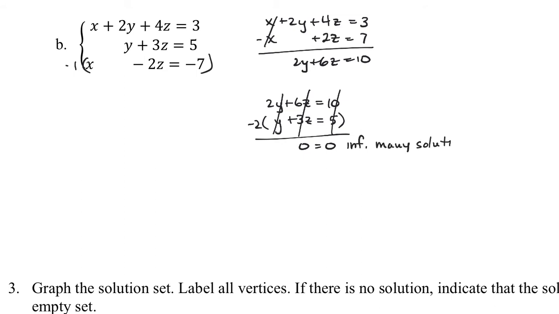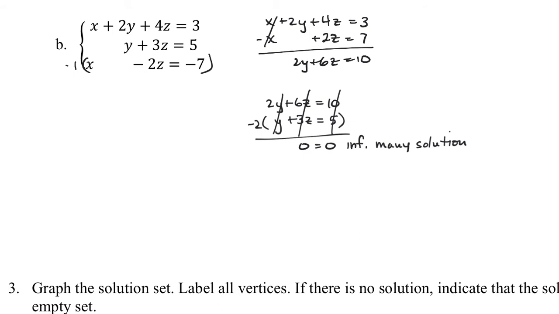Remember, though, if it had said something like 0 equals 10, that would be no solution. If you actually are able to solve for a particular variable at this step, like y equals 2 or z equals 5, then you would obviously go through and find the remaining other two variables. It just so happens these two were examples of solving equations for infinitely many solutions.